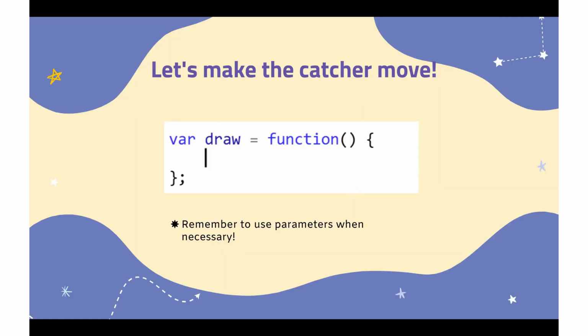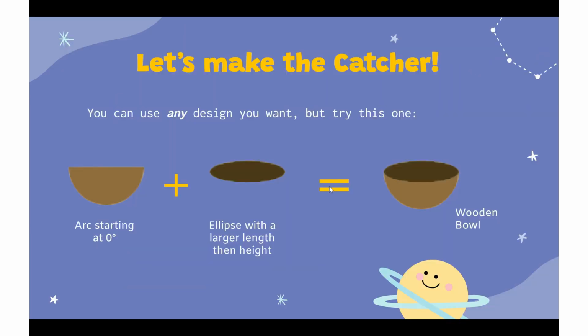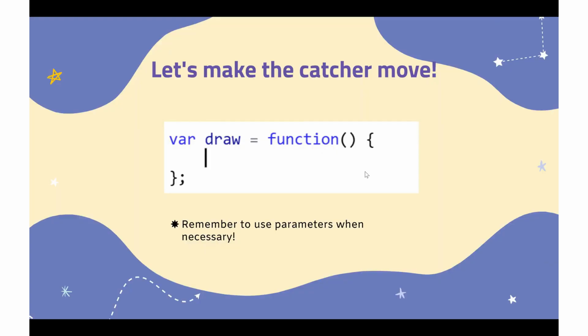So once you make your catcher function, you can pause the video and do that. Then we can move on and add the draw function. You can just create a draw function, and you can call your two functions inside of the draw function. Remember to use parameters, and remember to use your background, like we talked about in the beginning of the lesson. All right, so you can pause and do that, and then unpause when you are ready.